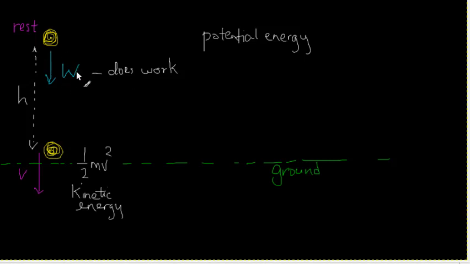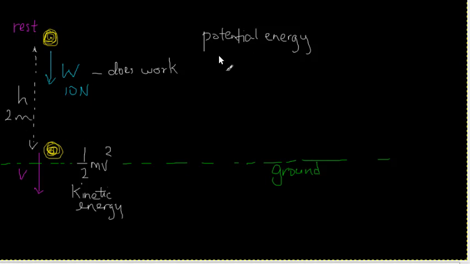So when the ball is at this height, the weight will pull it down. To make it easier to visualize, let's say the weight is 10 newtons, meaning that the mass would be about 1 kilogram. So let's just say that the weight is 10 newtons, and let's say that the height here is maybe 2 meters.